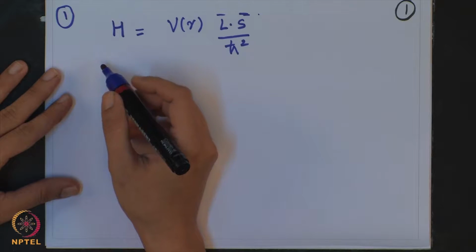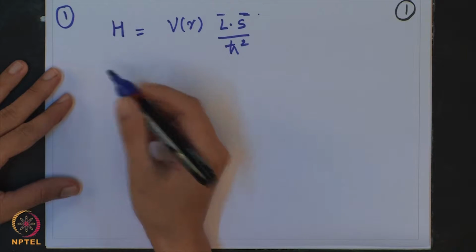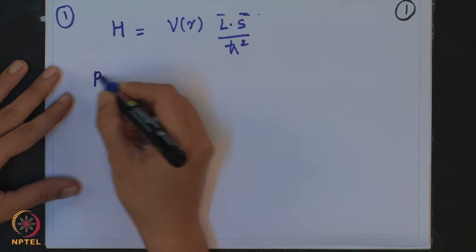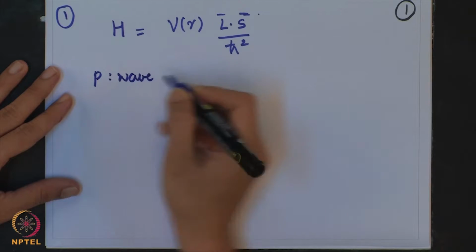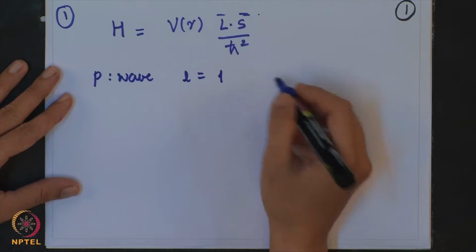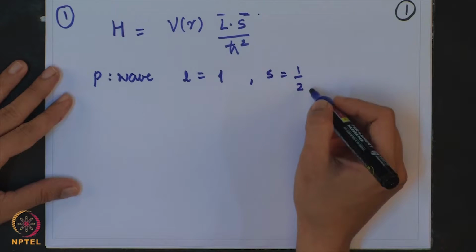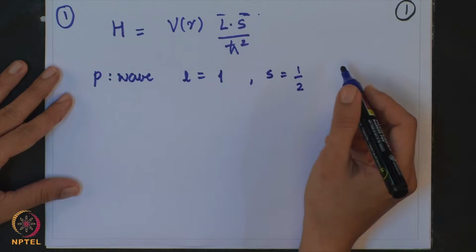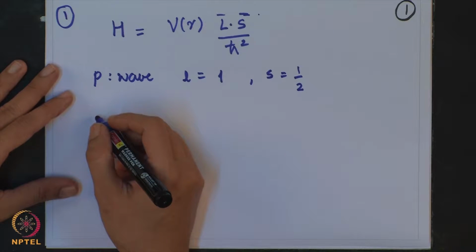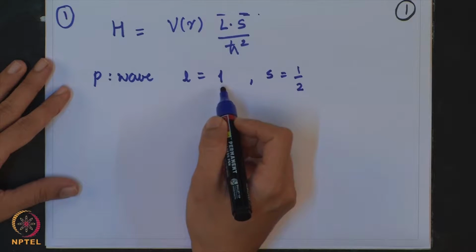In this problem you are asked to find out the energy of the LS system, that is the coupled system, for P wave. So, what do you mean by P wave? When you talk about P wave, L is equal to 1. So, we have L is equal to 1, S is half. We know that spin can take value plus half or minus half for this coupled system. And so, the orbital state for P wave is L is equal to 1.